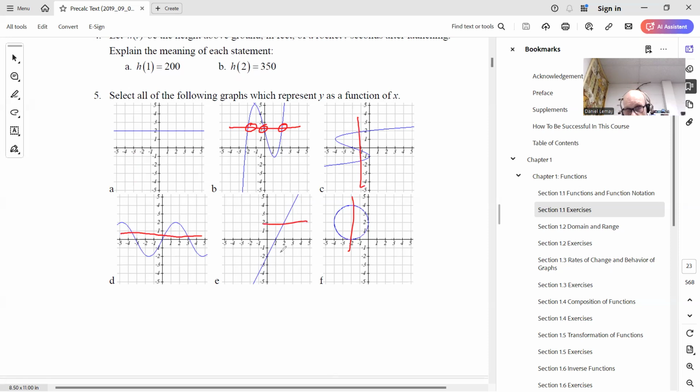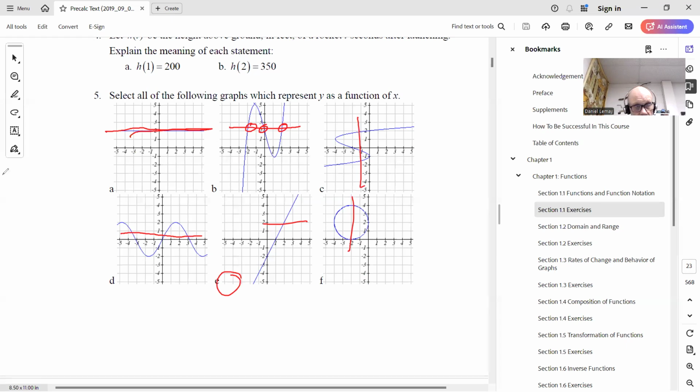That's 1-to-1. It only crosses the axis once. This is not 1-to-1 because there are many y values that are the same. So the only graph on this whole set of 6 graphs that makes a 1-to-1 function is choice C. Okay, here we can scroll down and go to the one in the book. This is from section 1.1 in the book too.